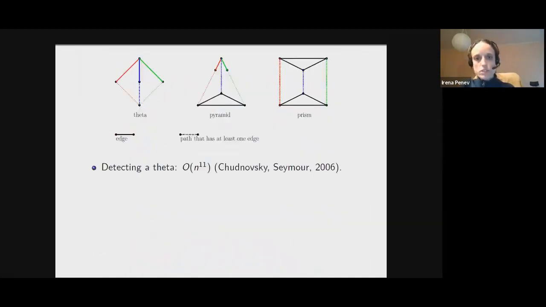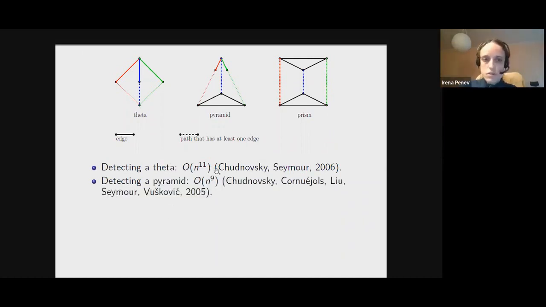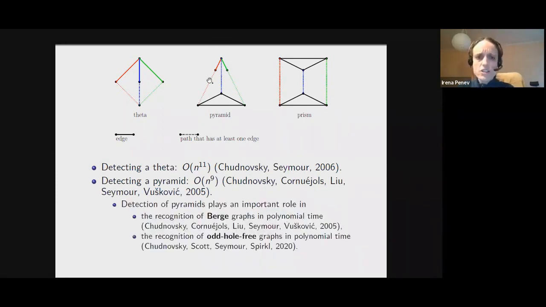Okay, so just a little bit of algorithmic background. You can detect a theta in polynomial time. You can also detect a pyramid in polynomial time. And actually, this detection of pyramids played an important role in the recognition of Berge graphs, and more generally in the recognition of odd hole free graphs. Now, Berge graphs are actually the same as perfect graphs via the strong perfect graph theorem.